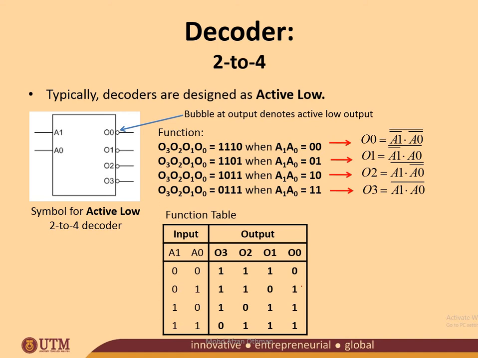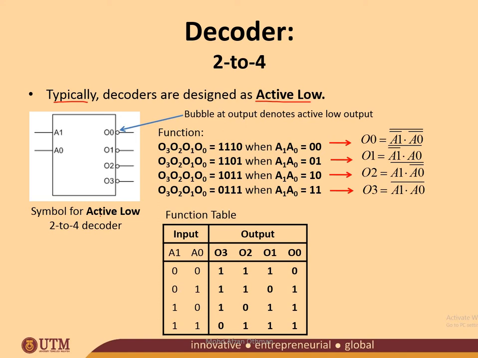So typically decoders, but it doesn't mean that it's a must, are designed as active low, just like what I told you. When the enable is active low, then the decoder function is active. But if you input high to the enable, then your decoder function is not activated, meaning the chip will not perform the decoder function.